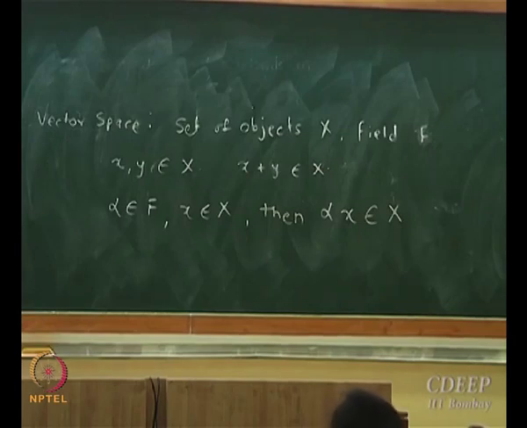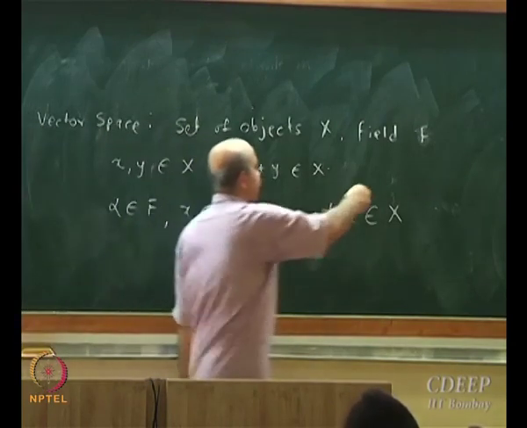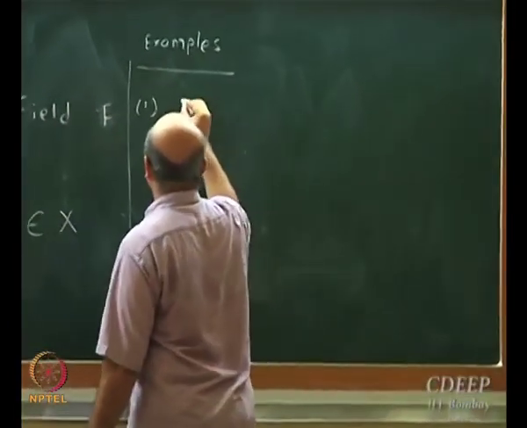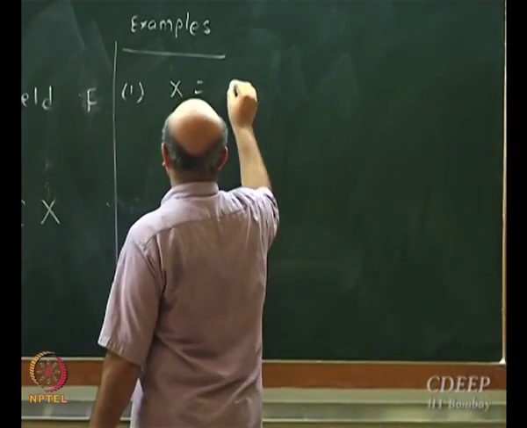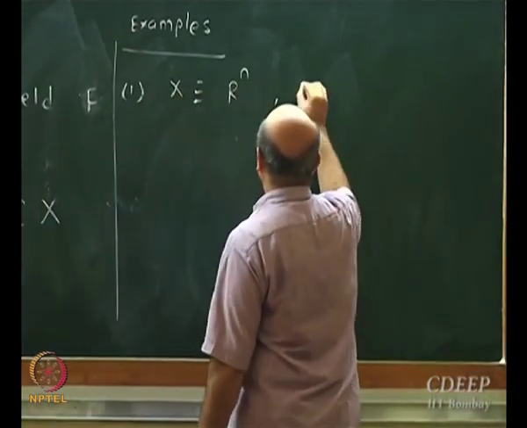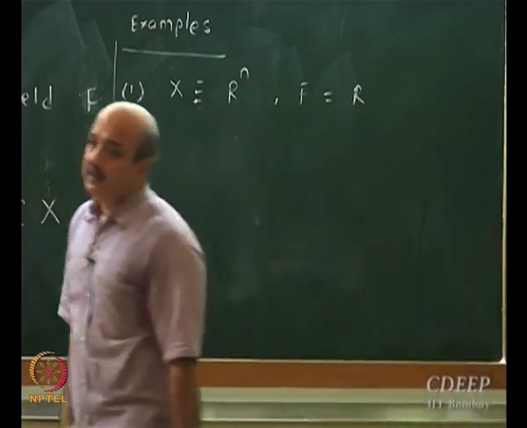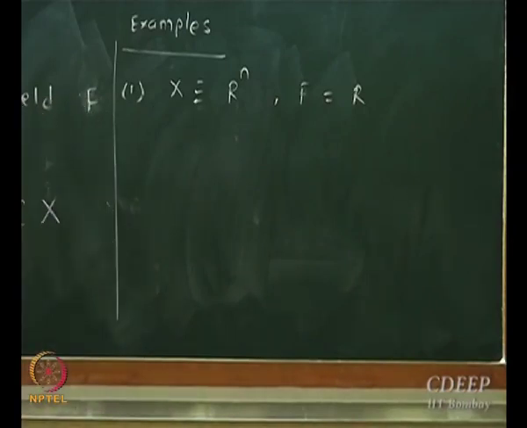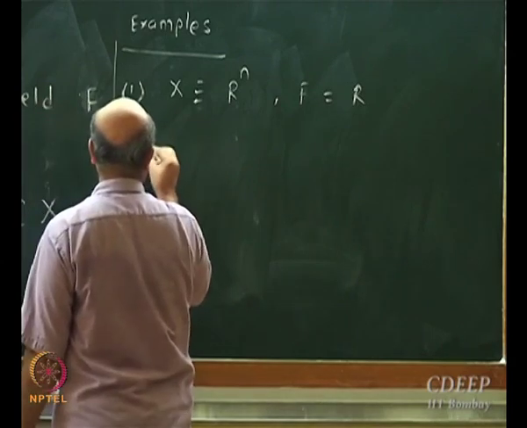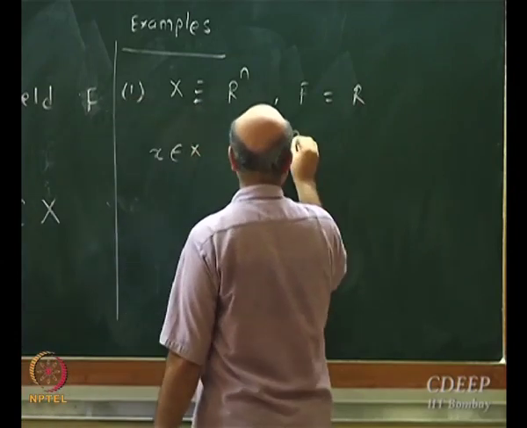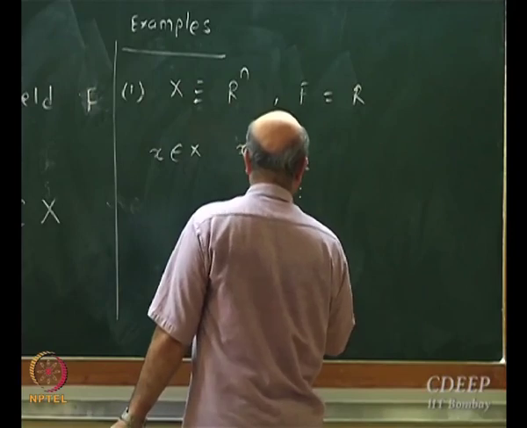Well, let me start generalizing and giving you examples of vector spaces. My first example is going to be X corresponds to Rn and F corresponds to R. What is Rn? Rn is an n-tuple, okay? A vector which has n components. So, a general vector x that belongs to X will be represented as having n components, x1, x2, ..., xn.